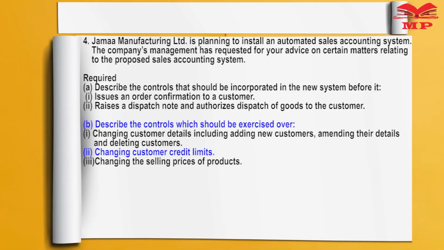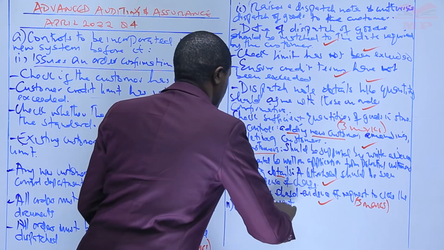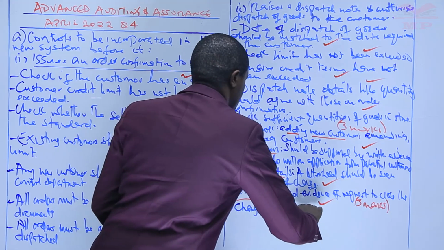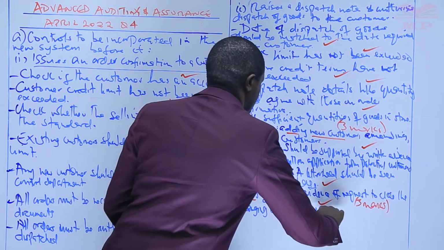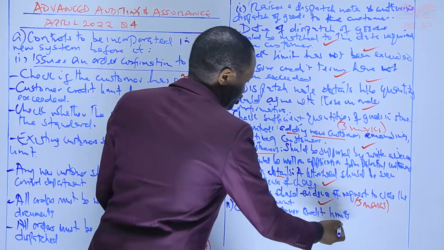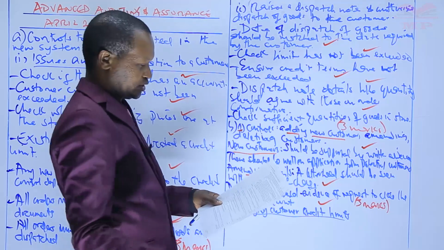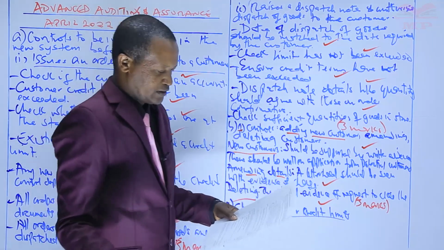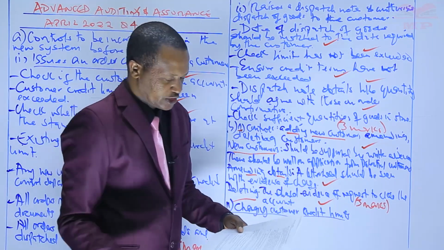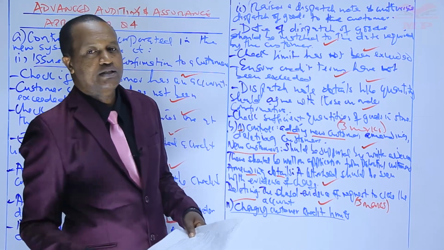Changing customer credit limits. What are the controls in relation to changing of the customer credit limits?